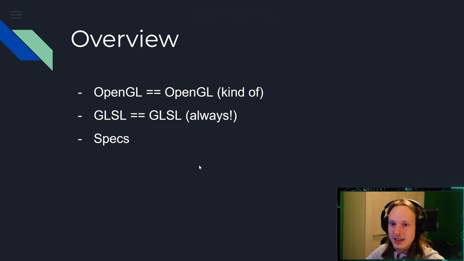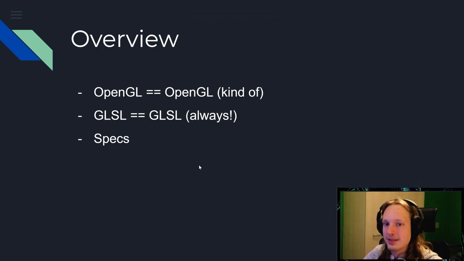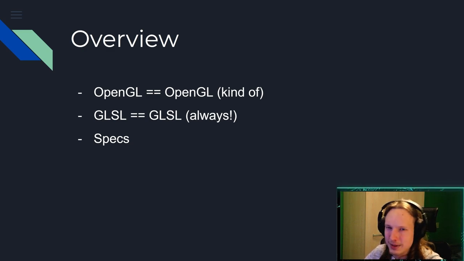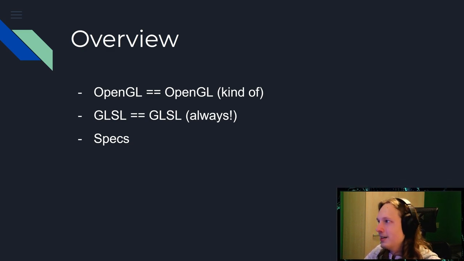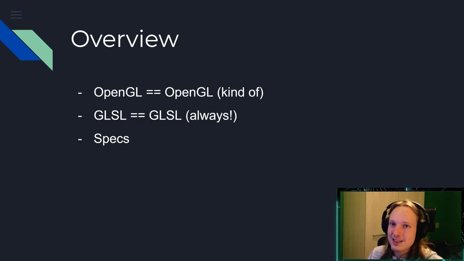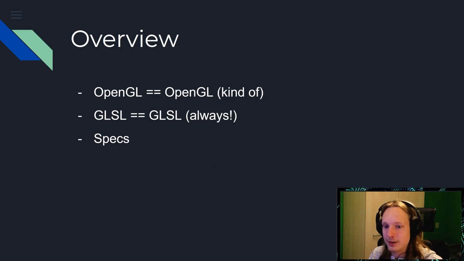And then we have kind of come to the end of this lecture, which is great. Well, a little bit bittersweet, but you got through it all, which I commend you for. Some important notes though, some very important notes. OpenGL equals OpenGL, kind of, sort of, which means that OpenGL in C or C++ is actually kind of the same as OpenGL anywhere else.